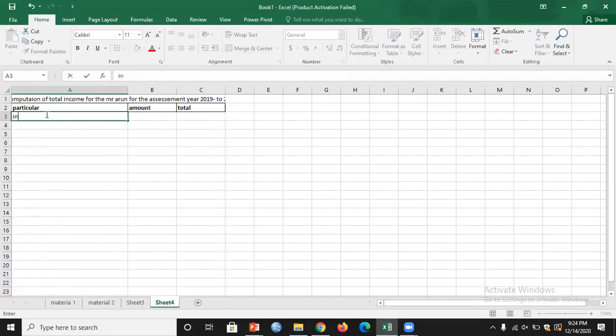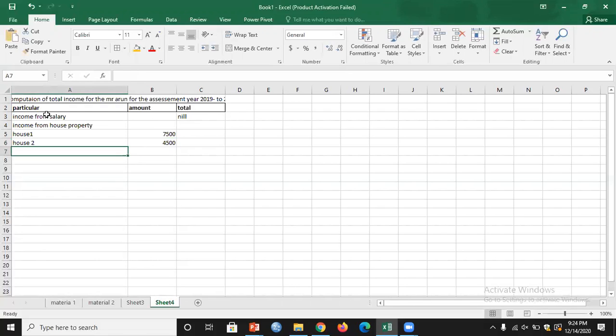There is no income from salary, so put it like that: income from salary, its amount is nil. There is no income from salary in this problem. Then the next head is income from house property. The first amount we have to write: there is an income from house one, 7,500 rupees as an income. Then house two we have 4,500 rupees as an income, means profit.